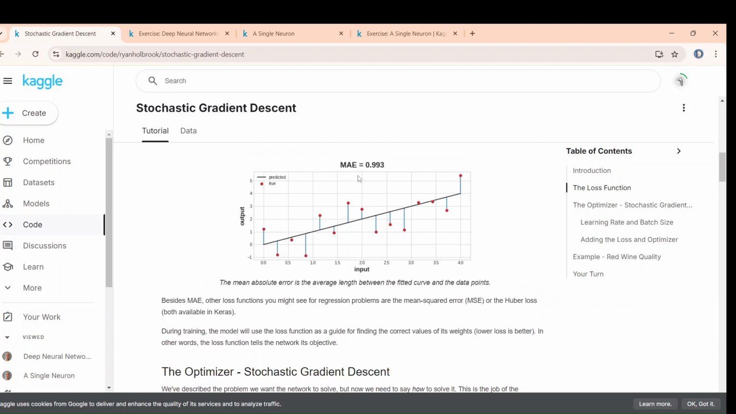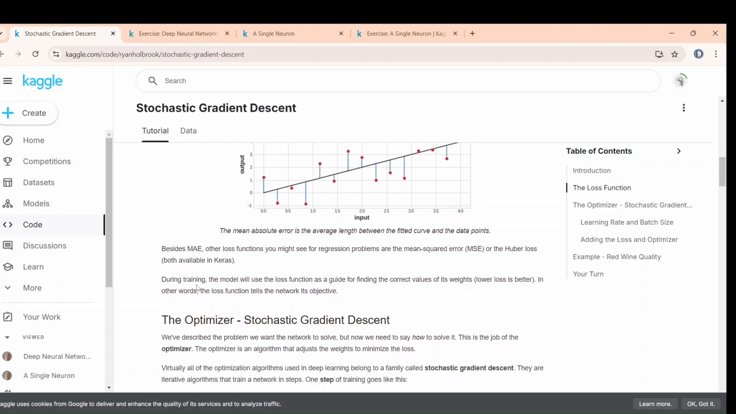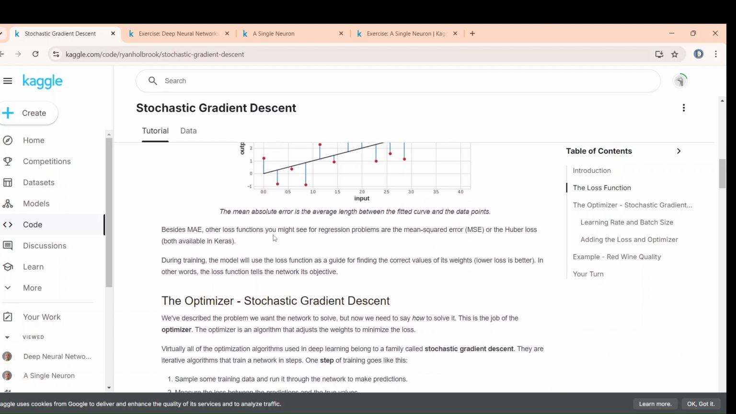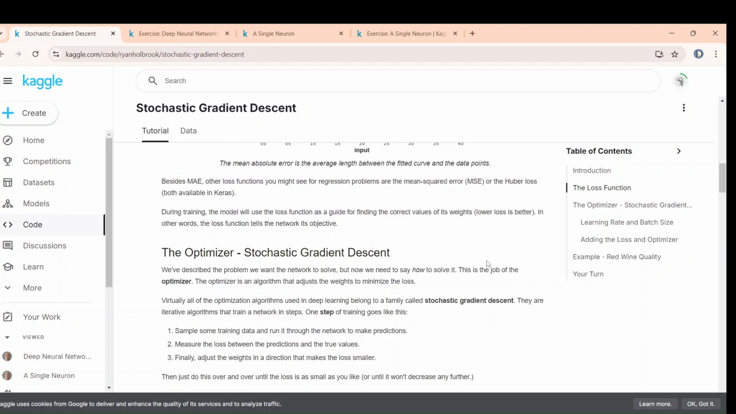So here they have also calculated the value of mean absolute error. Anyway, besides MAE, other loss functions you might see for regression problems are the mean squared error. Mean squared error is also simple. You just square this value. Anyway, different types of loss function can be calculated.